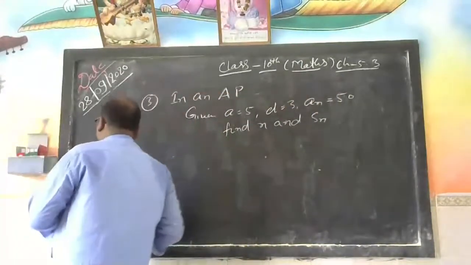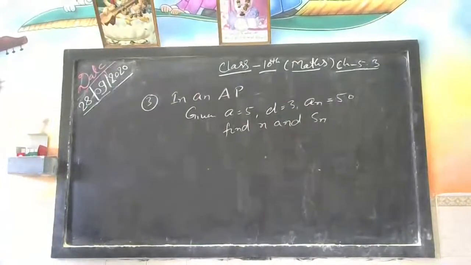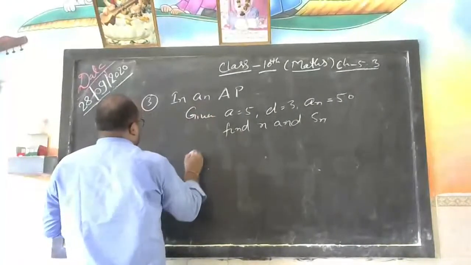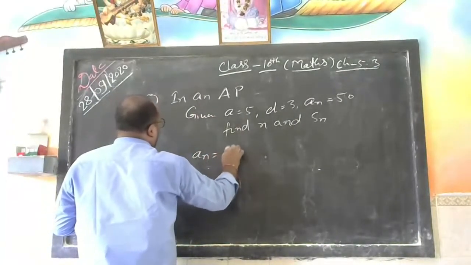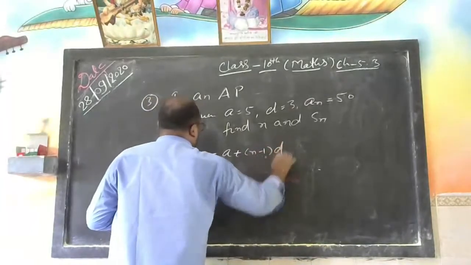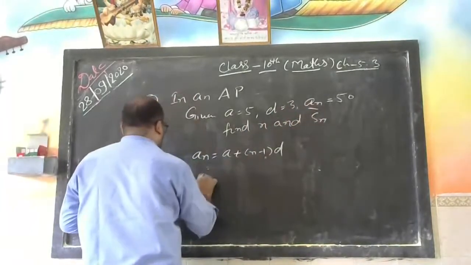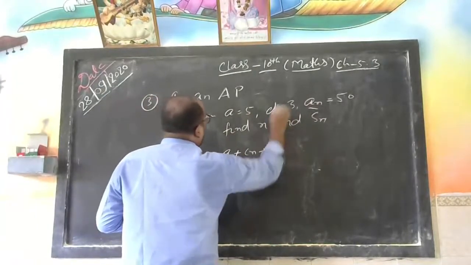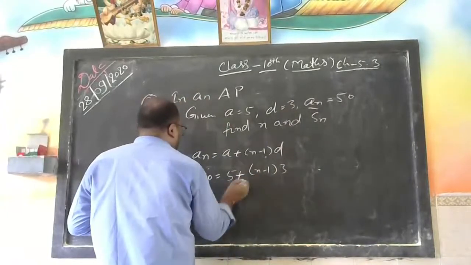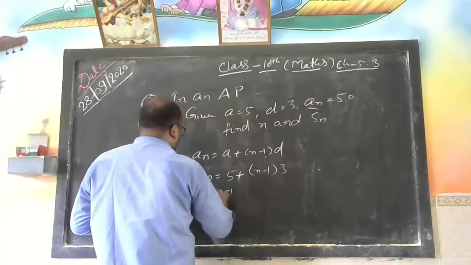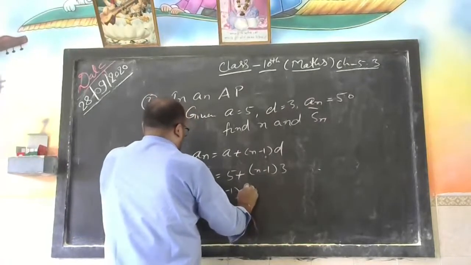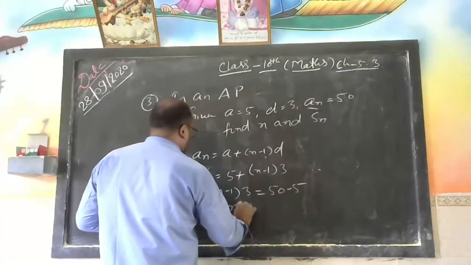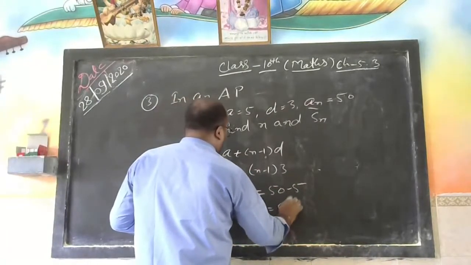Then what will be the answer? The same as we have done in question number 2, we will do. Since an is equal to a plus n minus 1 into d, put the value of an, that is 50, plus a is equal to 5, plus n minus 1, and d is given here as 3. So in this position just transpose it: n minus 1 into 3 is equal to 50 minus 5. So n minus 1 into 3 is equal to 45.